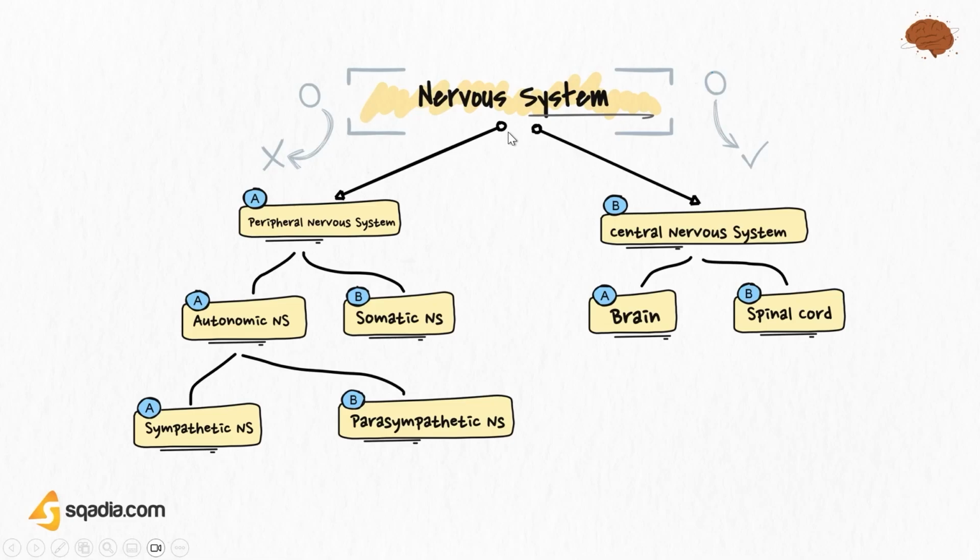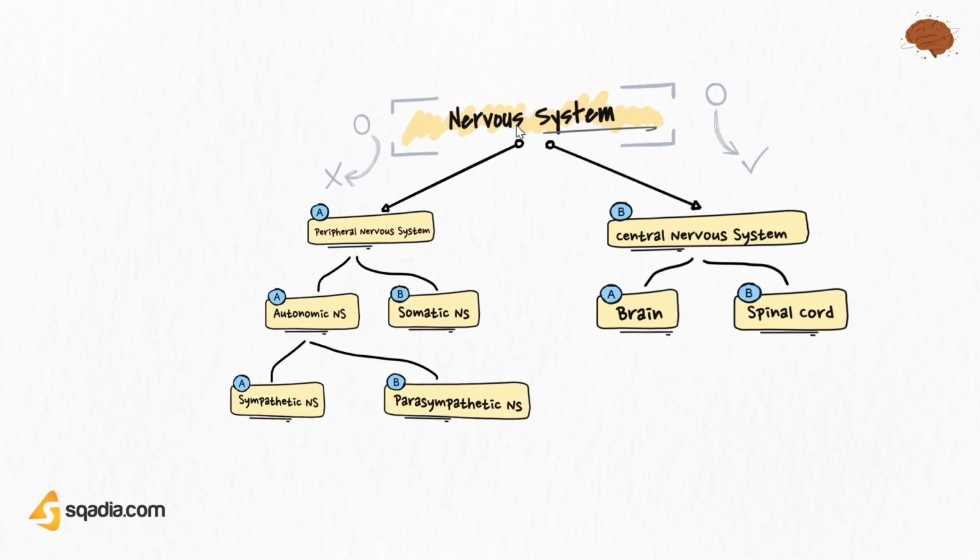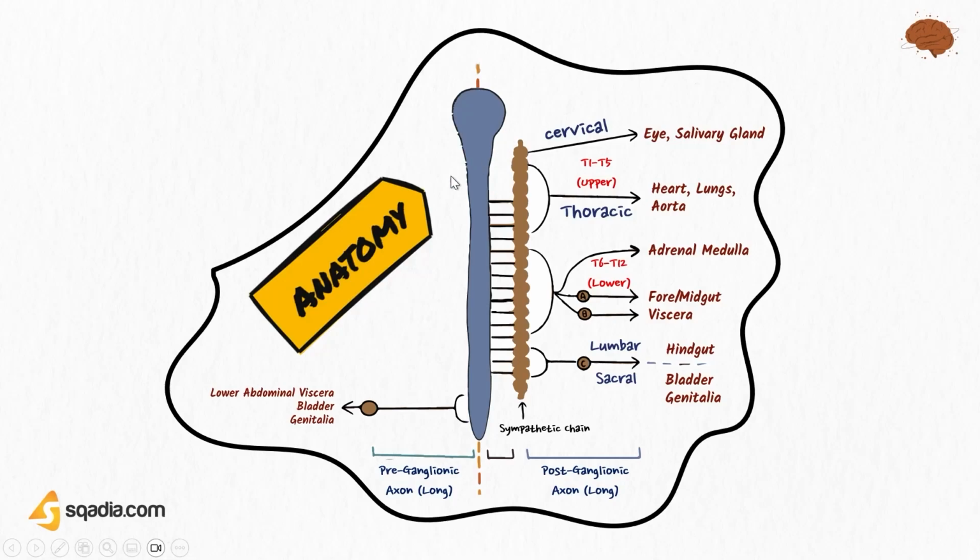Now we have seen the divisions of the nervous system: the peripheral nervous system and the central nervous system. The central nervous system goes down to the brain and spinal cord, while the peripheral nervous system goes down to the autonomic nervous system and somatic nervous system. Now the autonomic nervous system further divides into the sympathetic nervous system and parasympathetic nervous system. Please memorize that. Now, in the next step, we are going to discuss the anatomy of the sympathetic nervous system.